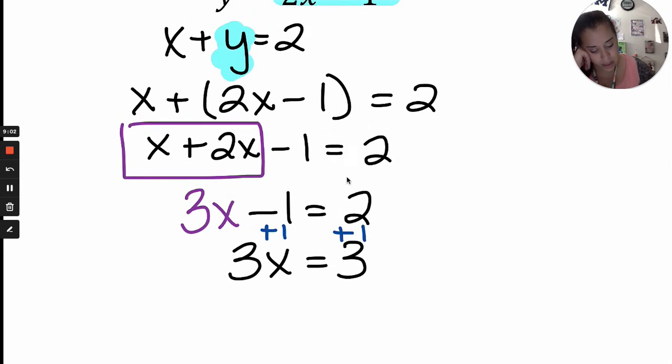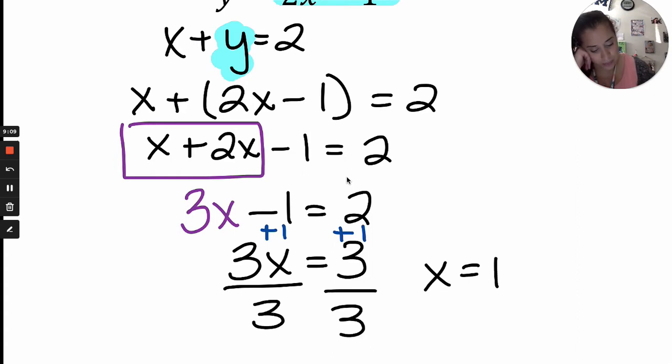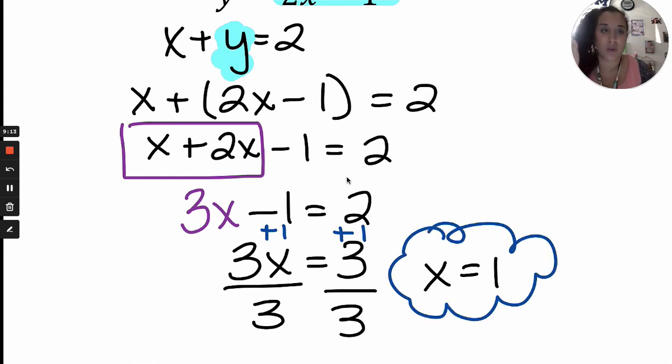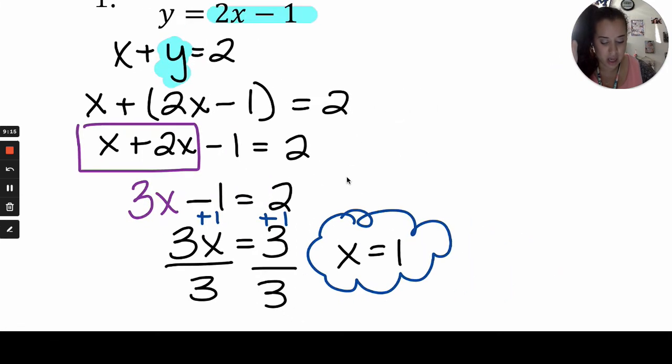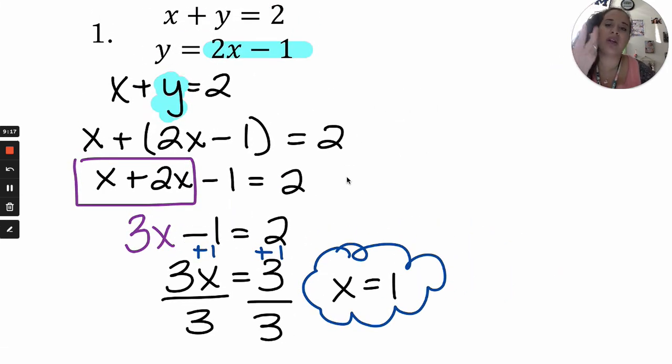Oh, we're at the end of the page. So to get x, I'm going to divide by 3. So x equals 1. Okay, so that's great, but now I have to solve for y. So when I solve for y, I'm going to pick one of the equations and plug the x value in. So I think it's pretty easy to pick which one I want. I'm going to plug it into that second equation, because it's already solved for y.